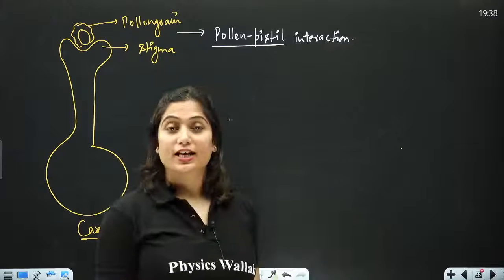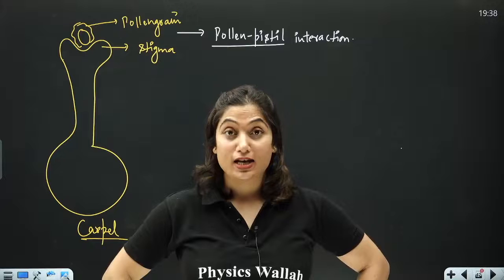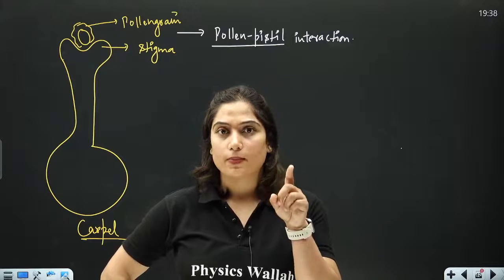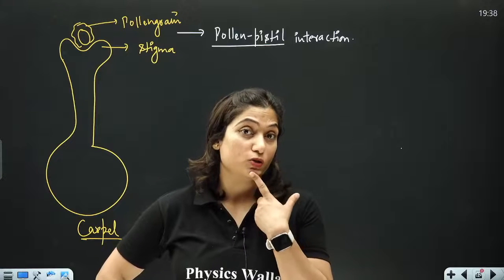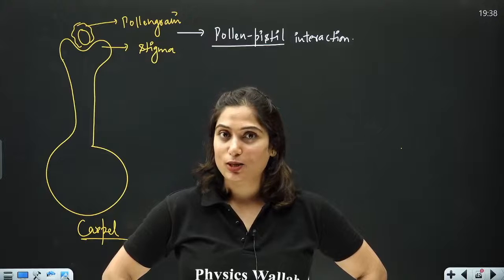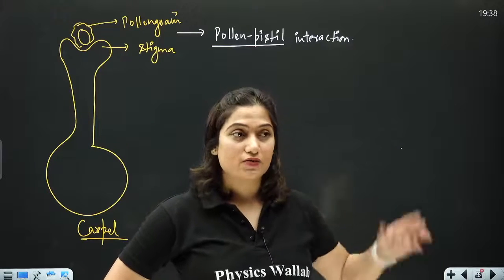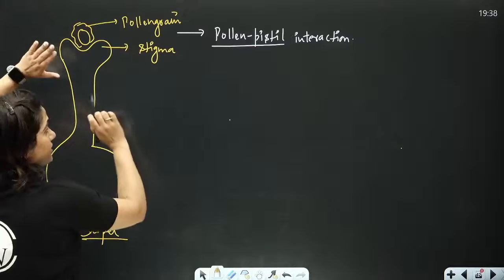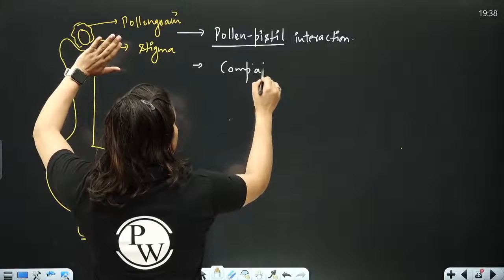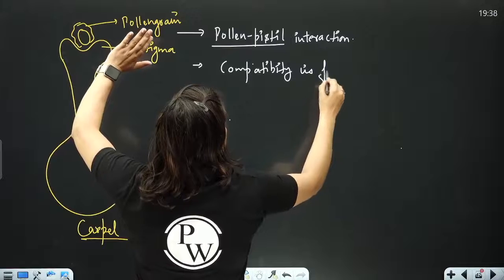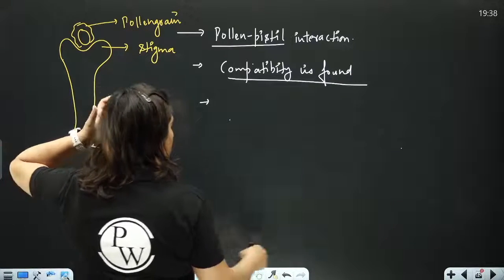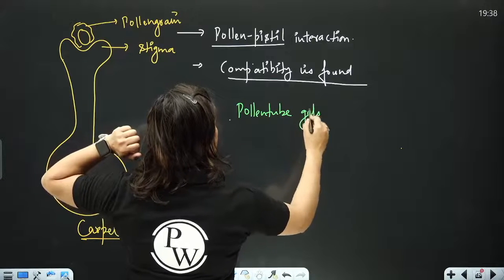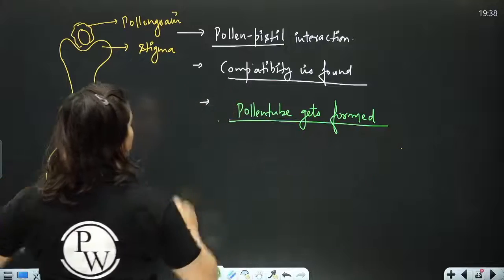Now, what is the meaning of pollen pistil interaction? The pollen grain will convince the stigma that I am the pollen grain of your own species. Please allow me to form the pollen tube. Then the stigma will say, okay, just a second, let me recognize whether you are of my own species or not. So the pollen grain carries the compatibility proteins formed by the tapetum and convinces the stigma. When the stigma gives the green light, the pollen tube will be formed. So pollen pistil interaction is the dialogue between the pollen grain and the stigma. When the compatibility proteins are matched between stigma and pollen grain, then the pollen tube gets formed.